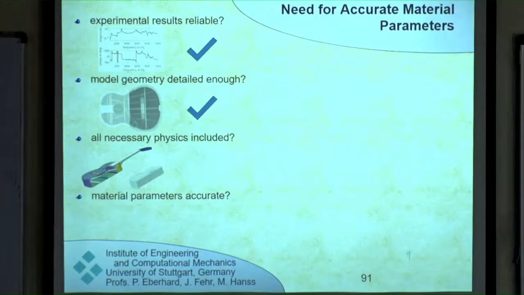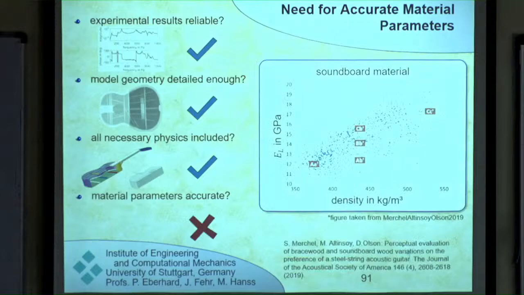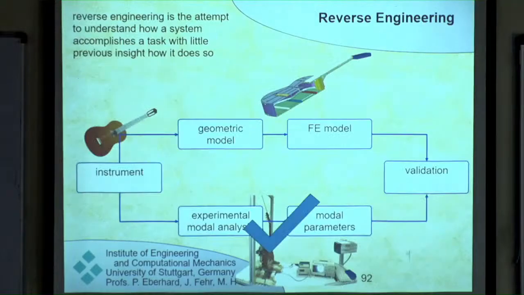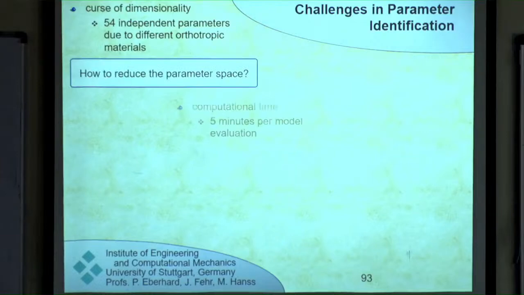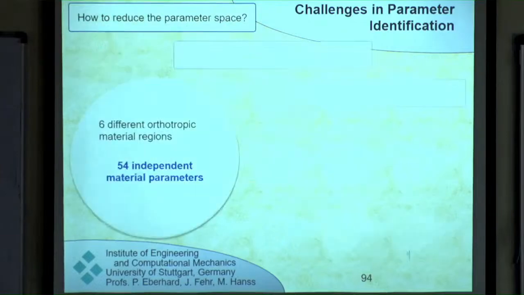Are the experimental results reliable? Yeah, they are very repeatable, very precise. Is the geometry good enough? Yeah, it was done in the hospital with the CT scans. Is all the physics included? Yes. So it was the material parameters. So we had to take care of the material parameters also to really get a good model. I do not want to go into all these details now. I've jumped a little bit about this.